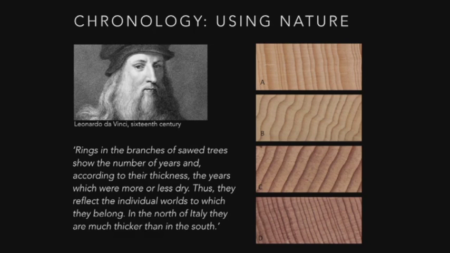He wrote this rather lovely piece. "Rings in the branches of sawed trees show the number of years, and according to their thickness, the years which were more or less dry. Thus they reflect the individual worlds to which they belong." Beautifully written. "In the north of Italy, they are much thicker than in the south." Fundamental point about how you can use tree rings to infer chronology and climate. Just one of the many things this great man did.